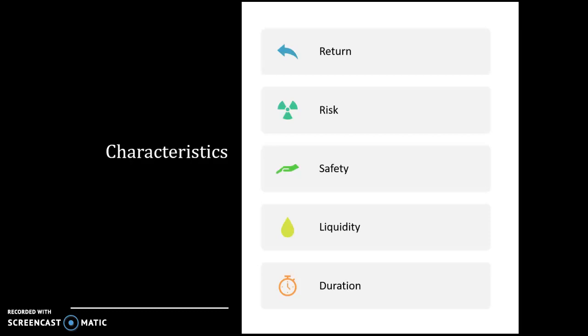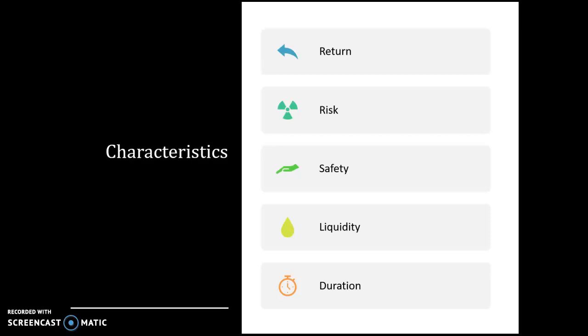Then duration. Duration is the time period for which you are investing. Some mutual funds which have tax shelter, like ELSS, Equity Linked Savings Scheme, have a lock-in period of 3 years. You cannot withdraw the amount before 3 years. So it is said that once you invest in an ELSS, you need to forget about it for at least 3 years, because you cannot withdraw from it.